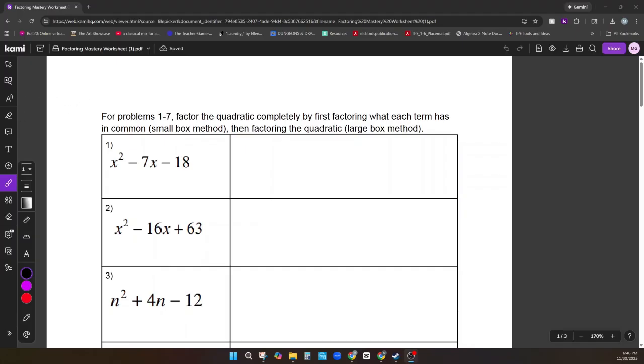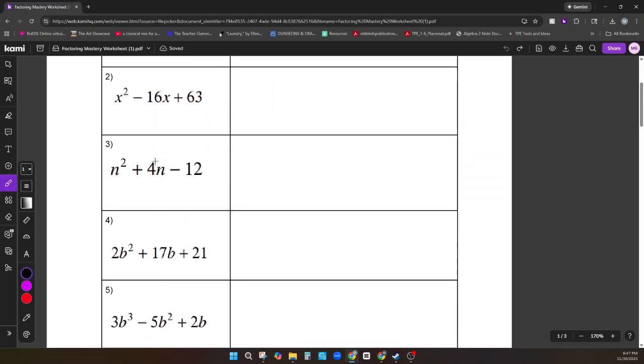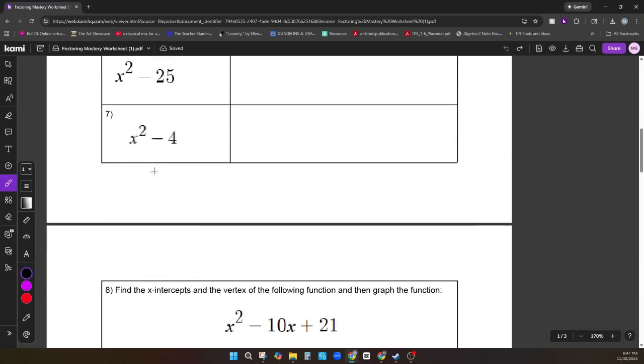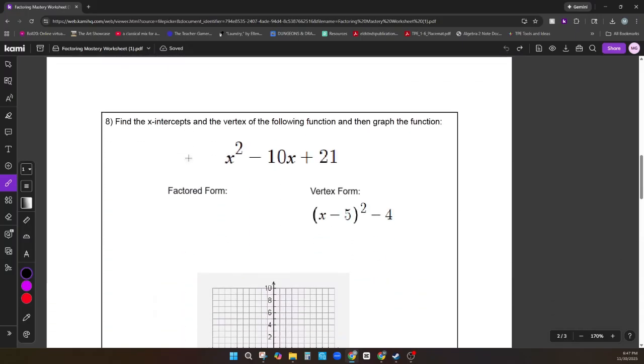All right, I've given you 10 practice problems in total. And numbers 1 through 7 ask you to factor the quadratic completely by first factoring what each term has in common, our small box method, then factoring the quadratic using our large box method. You will not need to do both for most problems, but you must check to see if you're able to do both for each question. So I'm not going to do each one with you. I want you to go ahead and try these on your own. That's just for number 1 through 7.